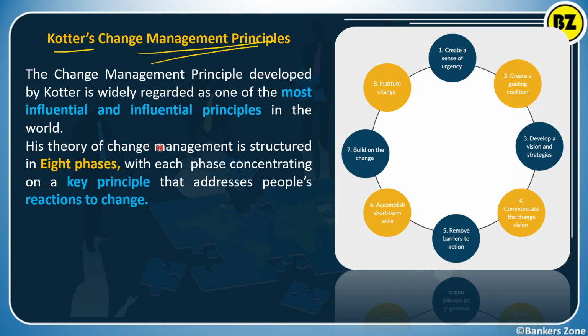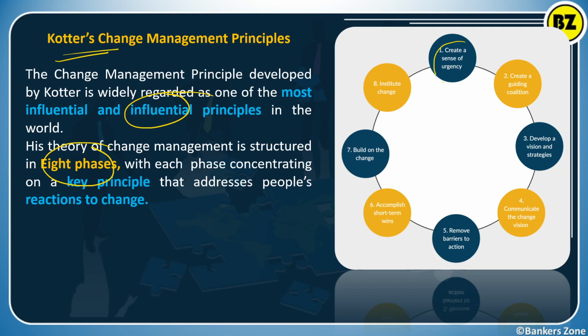His theory of change management is structured in 8 phases. Each phase concentrates on a key principle that addresses people's reaction to the change. Okay, what do we learn here? We come to know what the Kotter change principle is. It is a highly influential model, and it has 8 phases. Now, what are the phases?